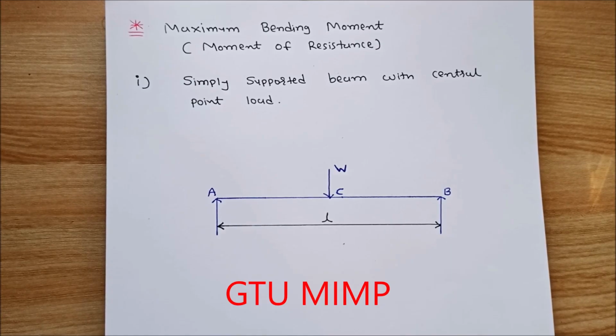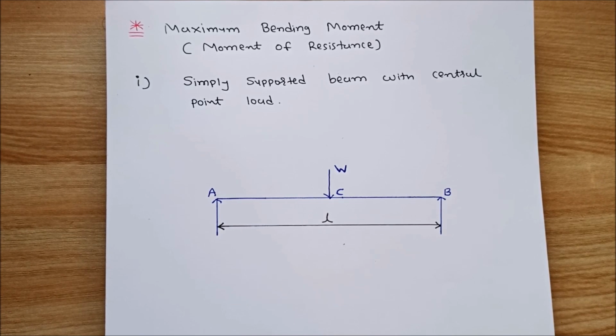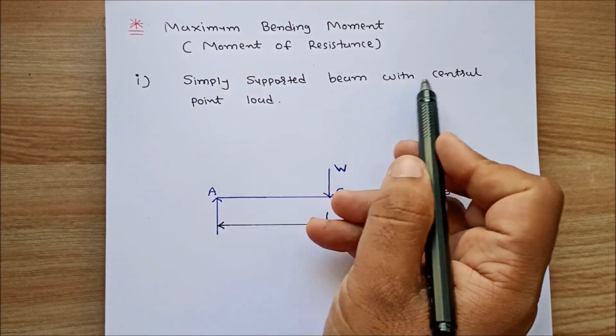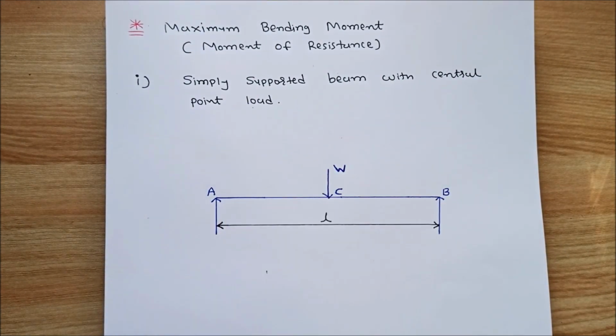Hello friends, today we discuss maximum bending moment or moment of resistance for some simple beams. Today we derive the equation for a simply supported beam with central point load. Second equation, simply supported beam with eccentric point load. Simply supported beam with UDL on entire span.